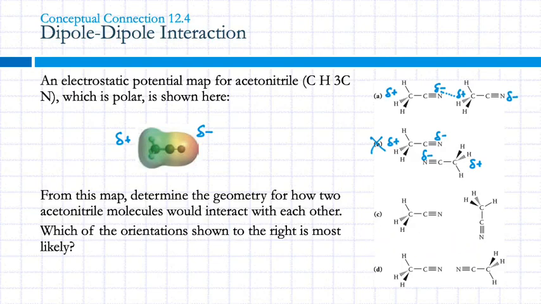How about this one? Is there going to be much attraction there? Not a lot. There might be some attraction here, but the charges are much farther apart. Here, they were as close as they can get. And then down here, so this isn't going to work. And then for D, we have the two negative ends next to each other. Is that going to work out very well? No. So it must be A.